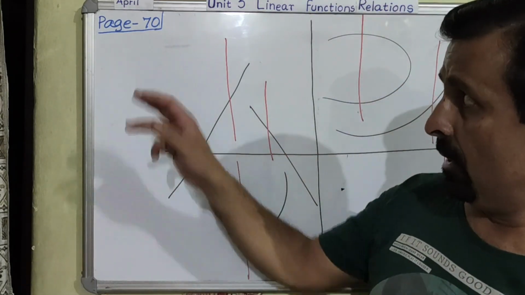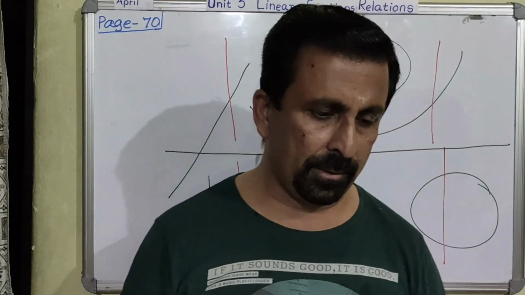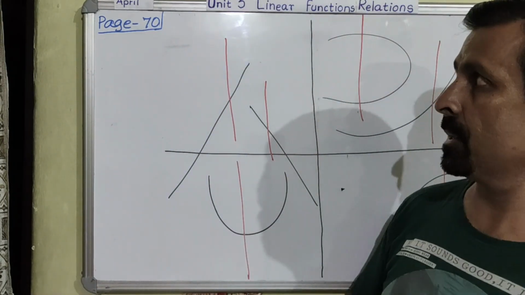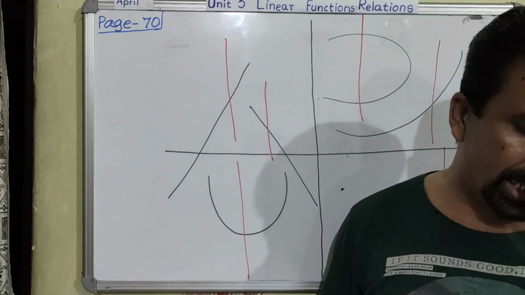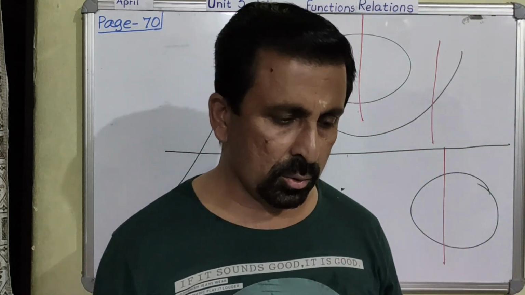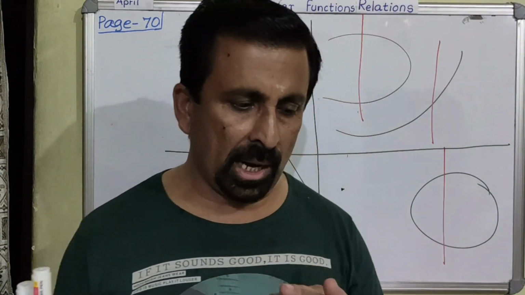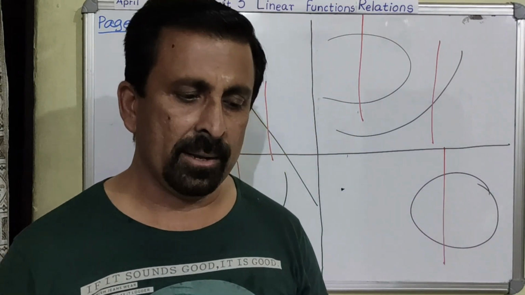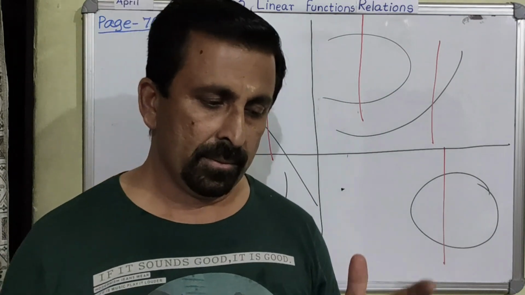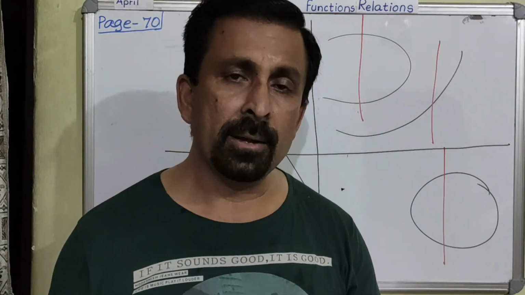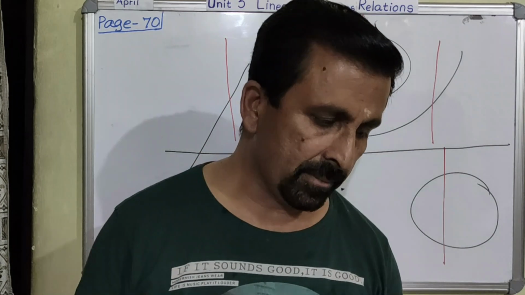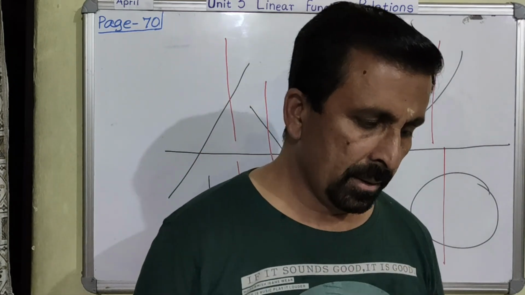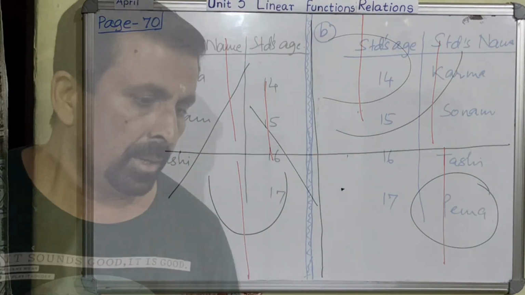With this, now we can start the exercise. The page is on page number 70. The first exercise of linear function and relation is on page number 70. The first question I am not going to say anything about, because there are 3 diagrams drawn. You can look into the textbook and then justify your decision. You have to choose which one of them is a function. Is this very clear?